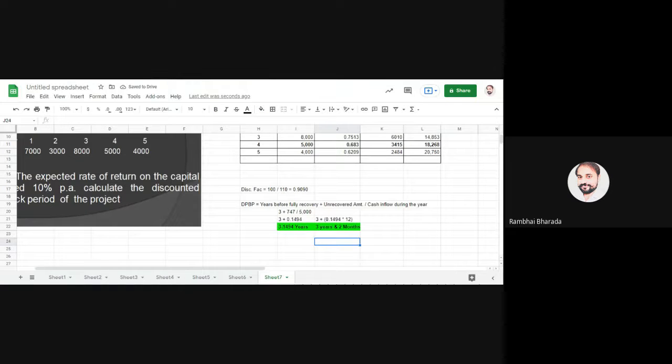Are we clear about this one? If you multiply this amount with 365, you will get the days. Try it and you will get the exact idea. 0.1494 into 365. How many days do you get? Nearby 54 or 55. 54.53, it means 55. Are we clear? Okay, if the month is asked we multiply by 12, if days are asked then by 365.